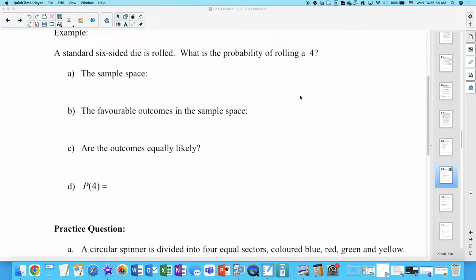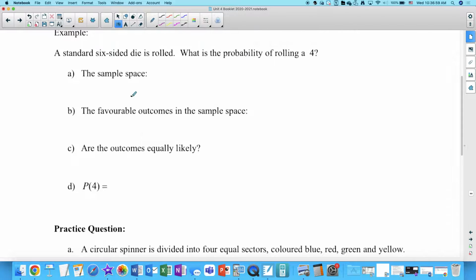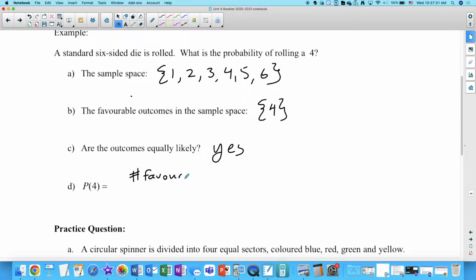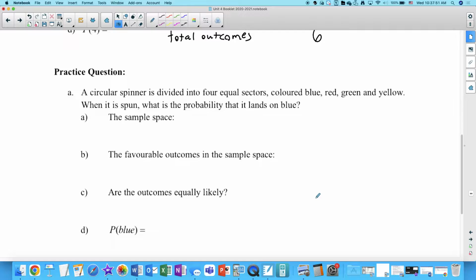We looked at the sample space. The sample space of rolling a six-sided die is 1 through 6. The favorable outcome in the sample space is 4. That's the only favorable outcome. If all outcomes are equally likely, which they are in this case, then the probability of rolling a 4 is the number of favorable outcomes over the total outcomes. And that word total is an important one when it comes to probability. So that's 1 out of 6. Any questions with that?